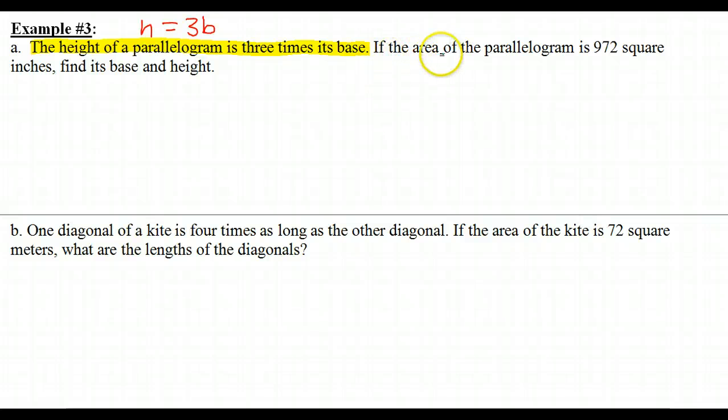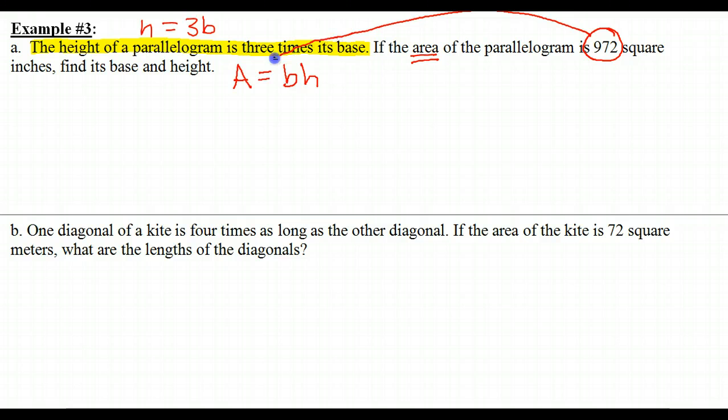Now then, the next sentence. The area of a parallelogram is 972 square inches. Now they're mentioning area, but we know a formula for the area of a parallelogram. So we know the area for a parallelogram is base times height. Well, there's that base and height again. So if they're telling us that the area is 972, that means I should be able to substitute that in. So that means 972, the area, should equal base times height.